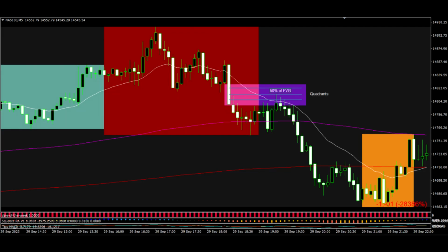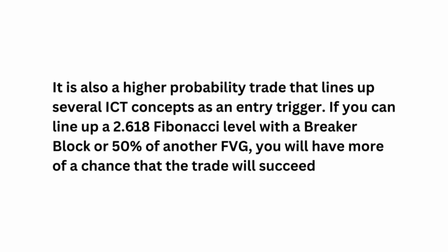But in this image, you'll see that price does reach the 50% of the fair value gap. And that's where you would enter your trade. It is also a higher probability trade that lines up several ICT concepts as an entry trigger. If you can line up a 2.618 Fibonacci level with a breaker block or a 50% of another fair value gap, you will have more of a chance that that trade will succeed.